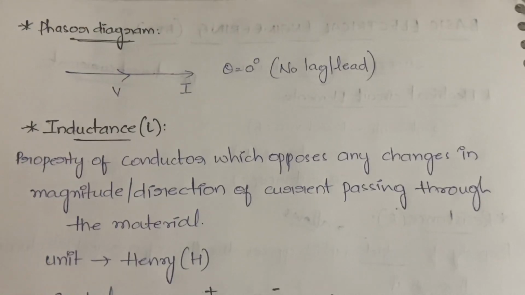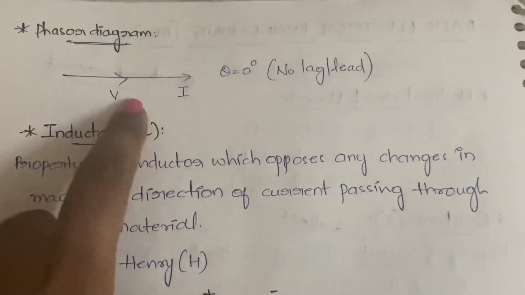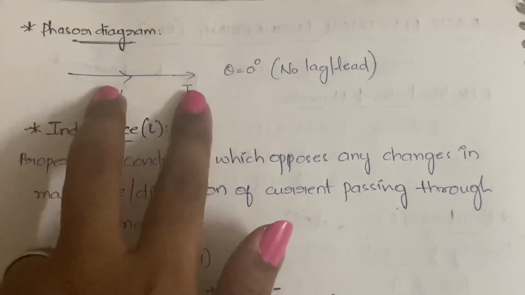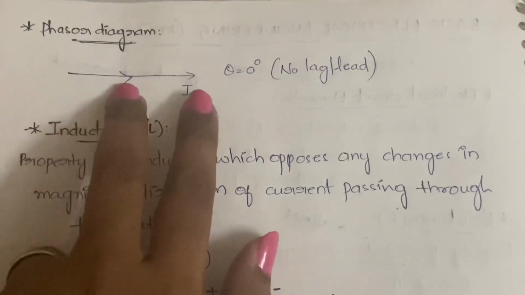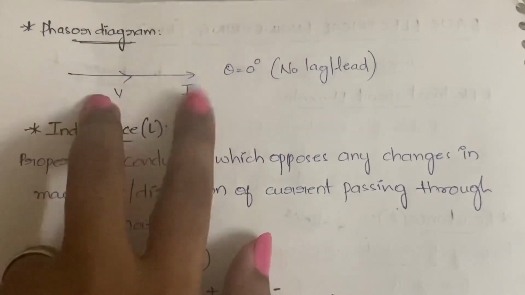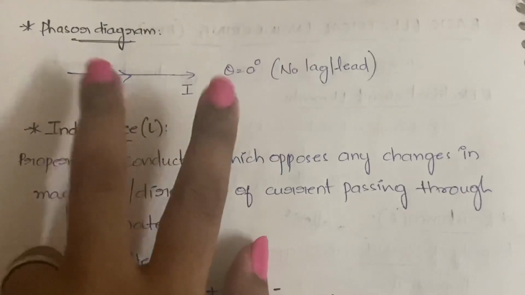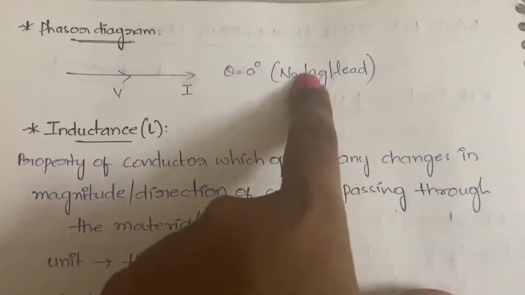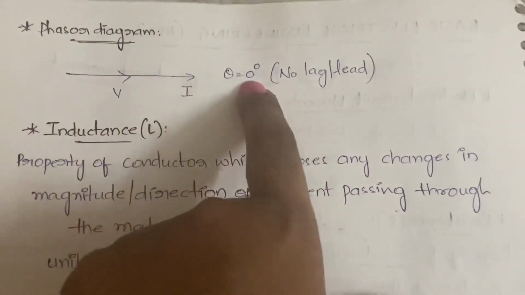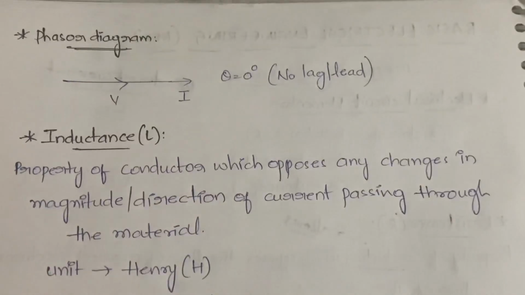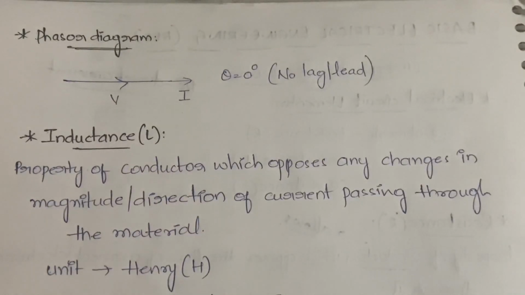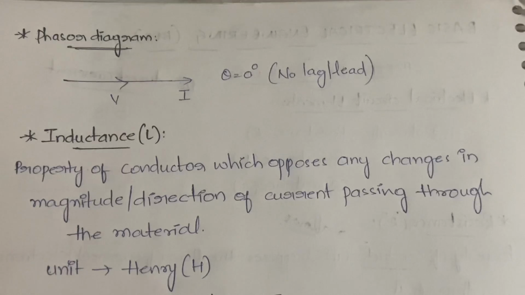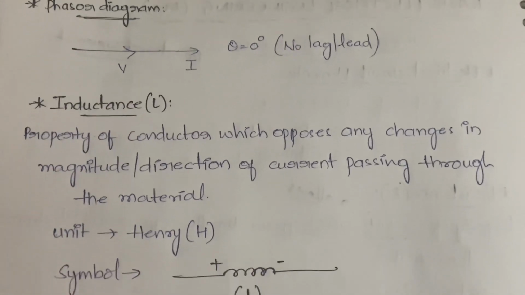Next, phasor diagram for resistance. The place was not enough in the previous page, that is why I have drawn it here. See, voltage and current both will overlap with each other. Sorry, potential difference and the current both will overlap with each other. No lag or no lead. Theta is equal to 0 degrees. What is lag, what is lead, you will understand next. In the inductance and capacitance, you will understand what is meant by lag and what is meant by lead.